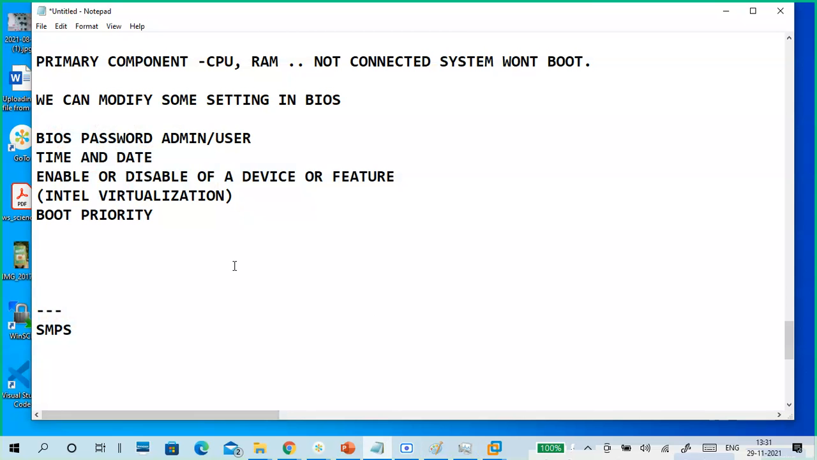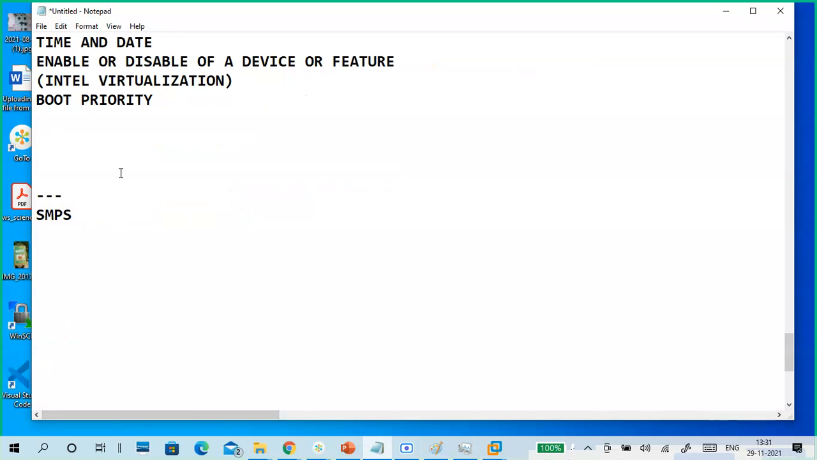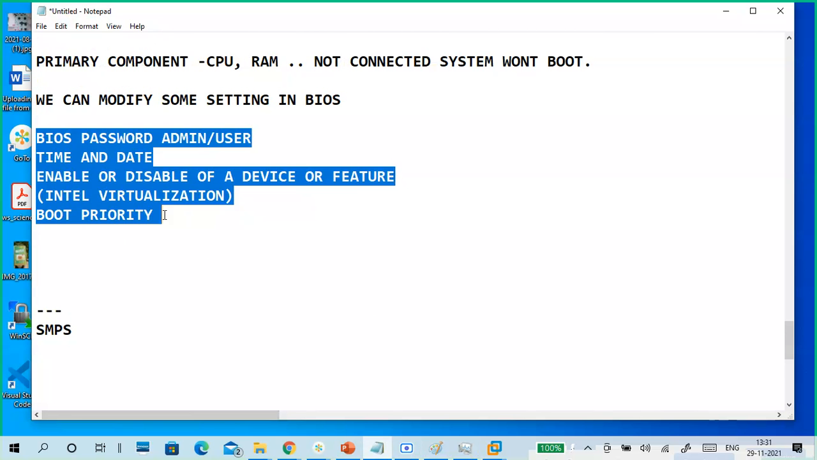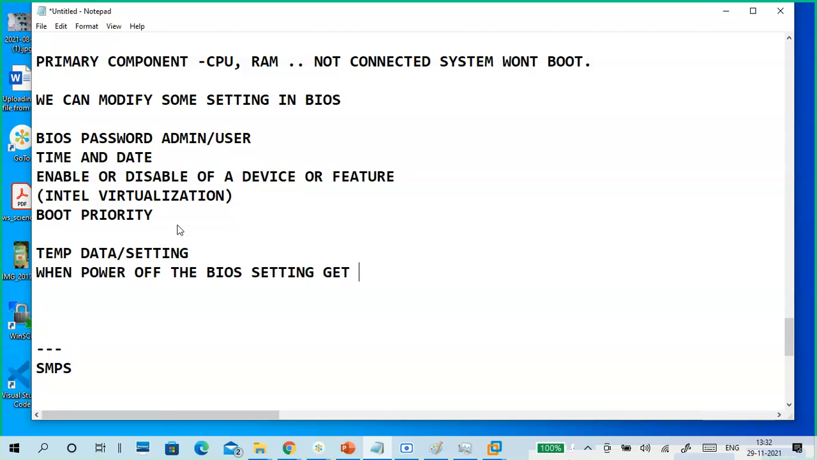Yeah, that is the BIOS settings. Also, I showed some data there. If we are able to change data, or it is running data, it is temporary. This is temporary data or settings. So when power is off, the BIOS settings get reset.